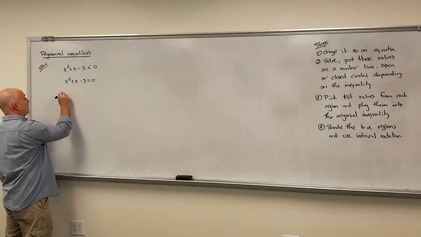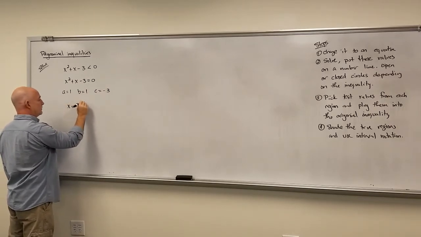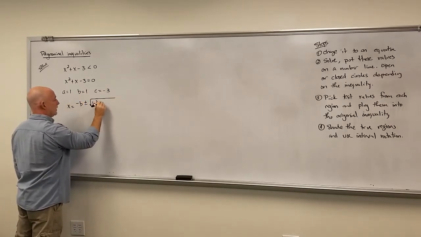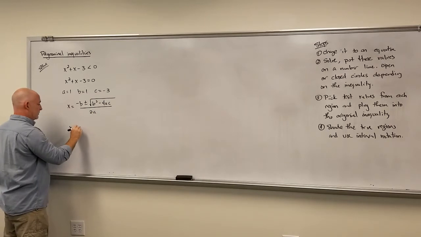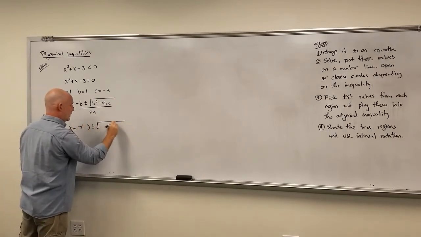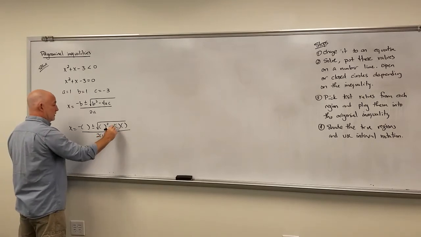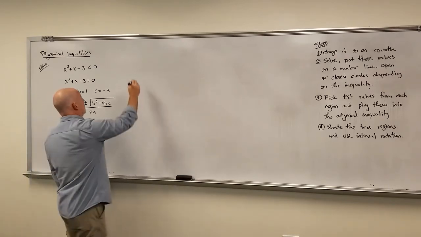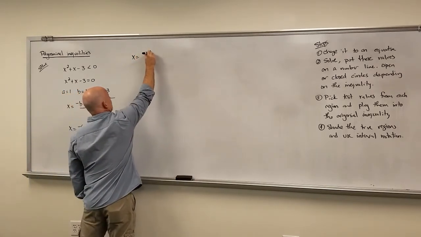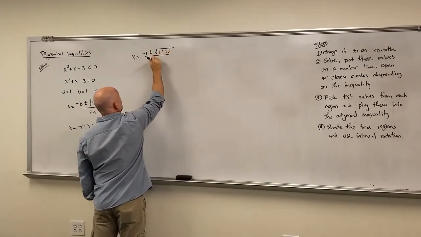So for our quadratic formula, here our a is 1, b is 1, c is negative 3, and we know our quadratic formula is negative b plus or minus the square root of b squared minus 4ac, all divided by 2 times a. So a is 1, b is 1, and c is negative 3. All right, let's see if we can simplify this. So this is going to be negative 1 plus or minus the square root of 1 plus 12 all over 2.